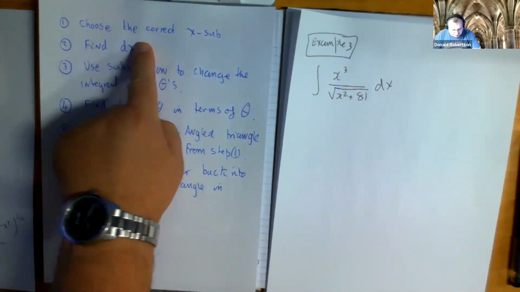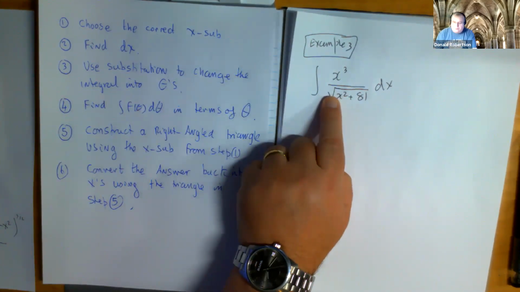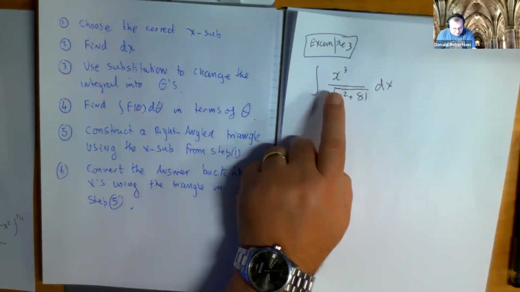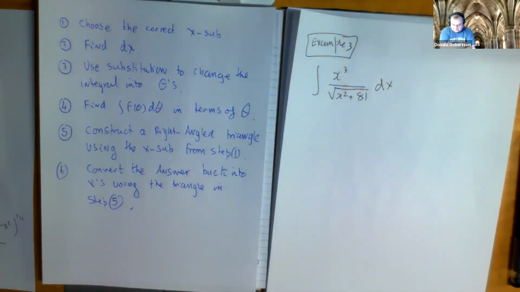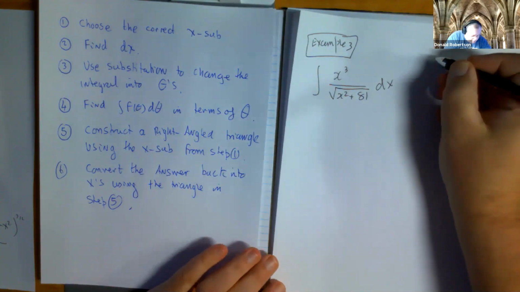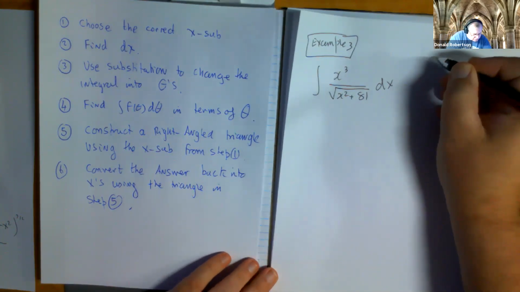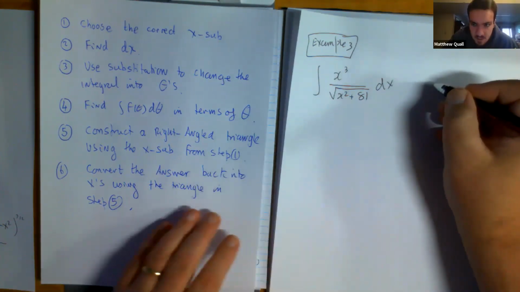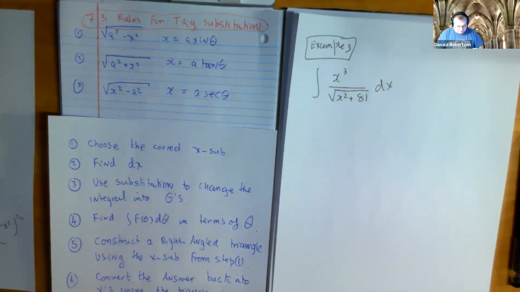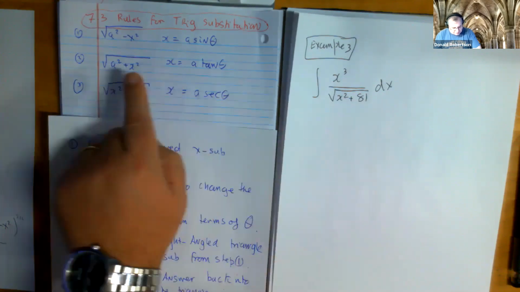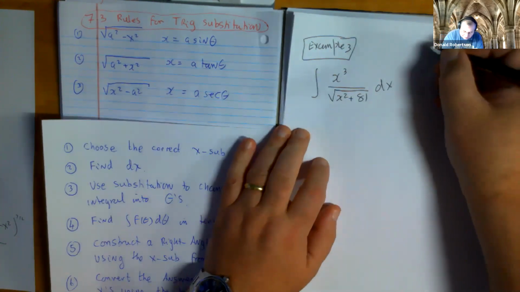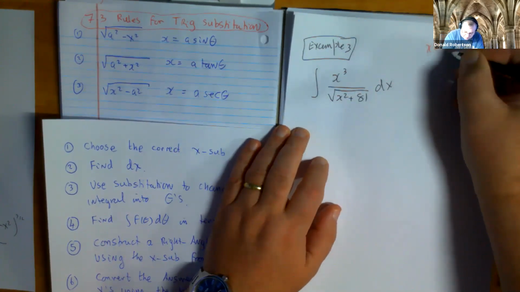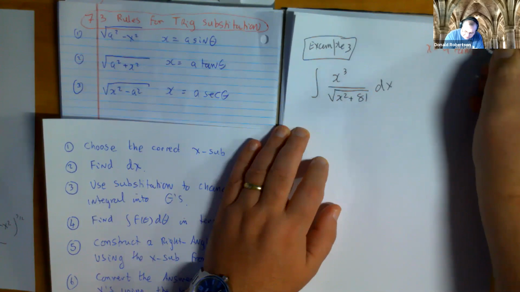Okay, choose the correct x sub. We've already been through this, but maybe you've forgotten. Which one is this going to be? 9 secant theta? Are you sure? 9 tangent? Yeah. Okay, let's see what the choices are. x squared plus a number. That's basically this, which makes it this. So that makes x equal 9 tan theta.